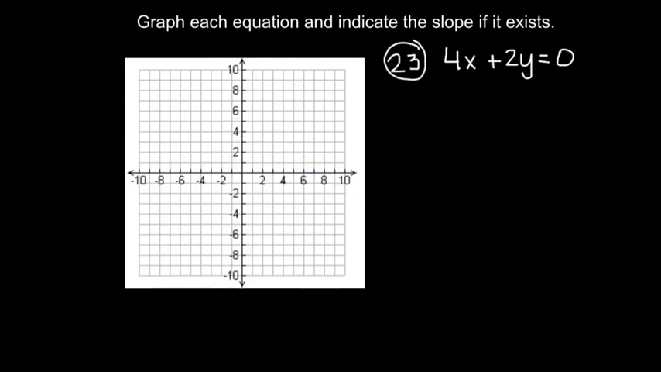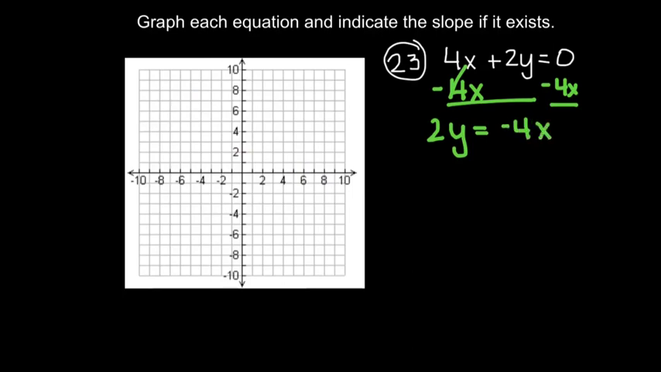For this one, we have 4x plus 2y equals 0. One technique for graphing linear equations would be to put the equation into slope-intercept form and then graph it. So to put the equation into slope-intercept form, I have to get the y term by itself. That means subtracting the 4x from both sides. So the 4x's cancel over here. That leaves me with 2y equals -4x. You can put the plus 0 if you want, but you don't have to.